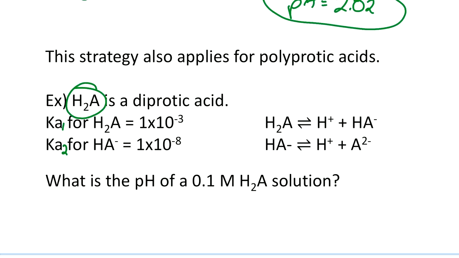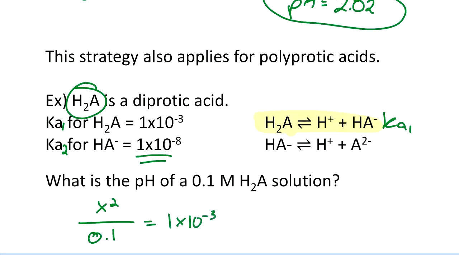Ka1. Do I have to do anything with Ka2? Nope, I don't, because this value is so much smaller. Also, HA minus isn't what I put into solution. I put H2A into solution, so I actually want to use Ka1. So simply to calculate the pH, it's going to be x squared over 0.1 equals 1 times 10 to the negative 3. Solve for x, and this is the H+ concentration.